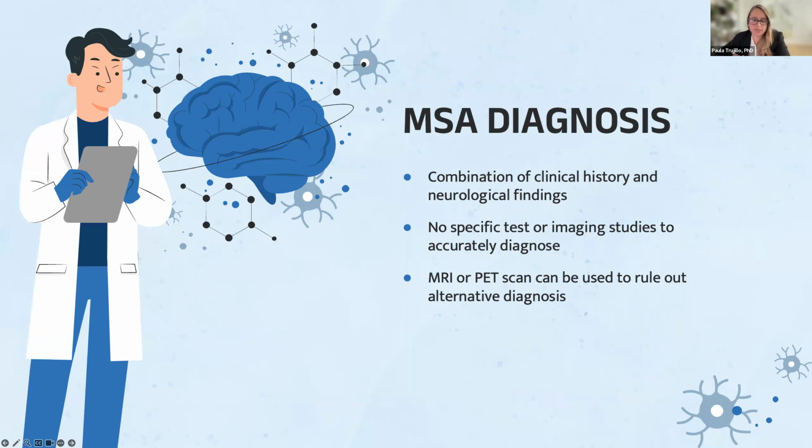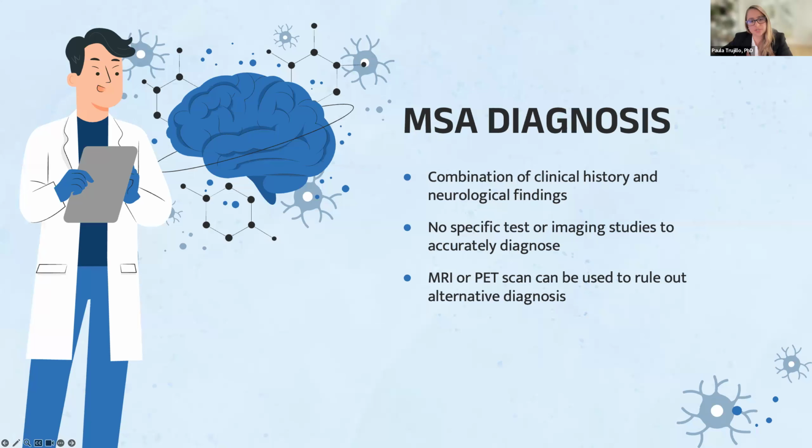So as many of you know, the diagnosis of MSA can be very challenging, particularly in the initial stages, as the initial symptoms are often very difficult to distinguish from those of Parkinson's disease. So diagnosing MSA typically involves a combination of medical history, neurological examination, and various tests, such as blood tests and autonomic function tests. There are currently no specific laboratory tests or imaging studies that can accurately diagnose MSA.